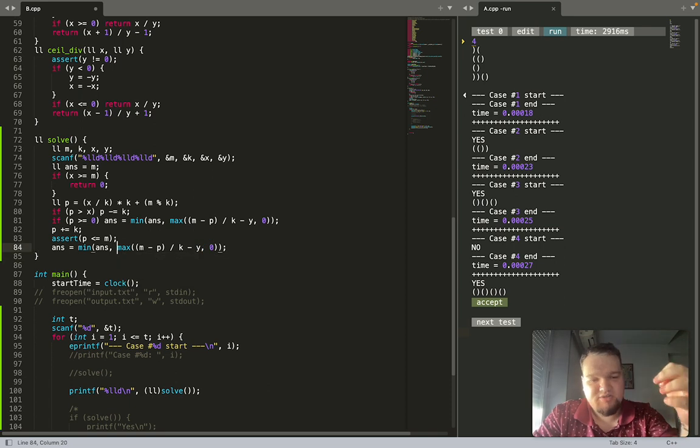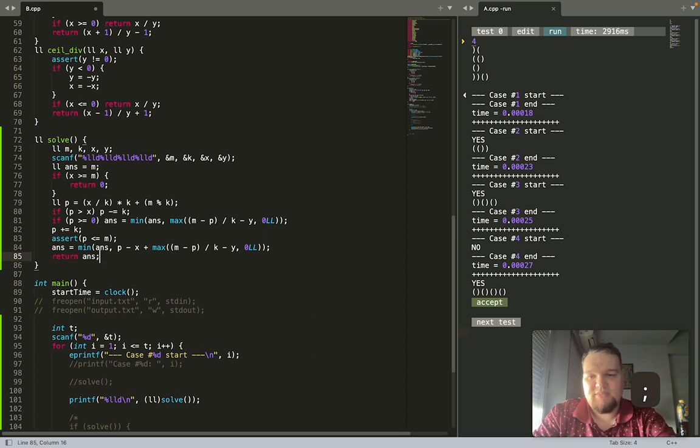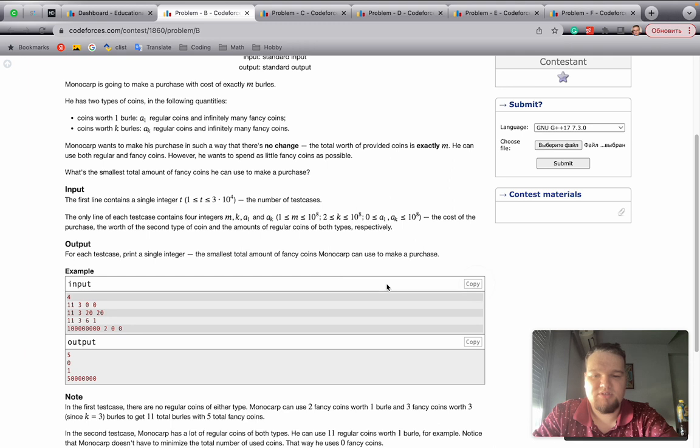But now I also spent fancy coins that worth 1 and exactly p minus x of them. I know that p is strictly greater than x. So technically you can write the maximum of 0 and this, but it is not needed because it is non-negative and actually strictly positive. And after we tried both options, that will be the answer.